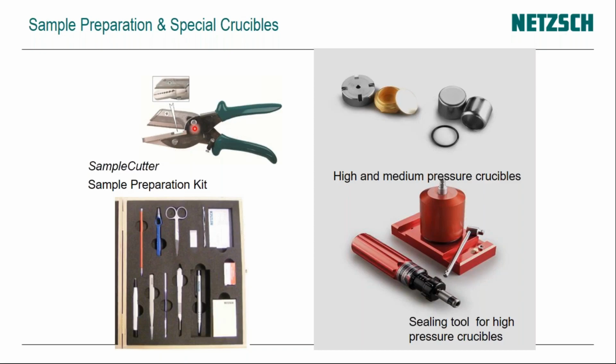We also have the medium and the high pressure crucibles. For specific kinds of samples like epoxy resins, we need to study the sample at very high pressure. So we have stainless steel crucibles, which are crimped again using a very special kind of tool. For specific experiments, we provide high pressure and medium pressure crucibles up to 100 bar.